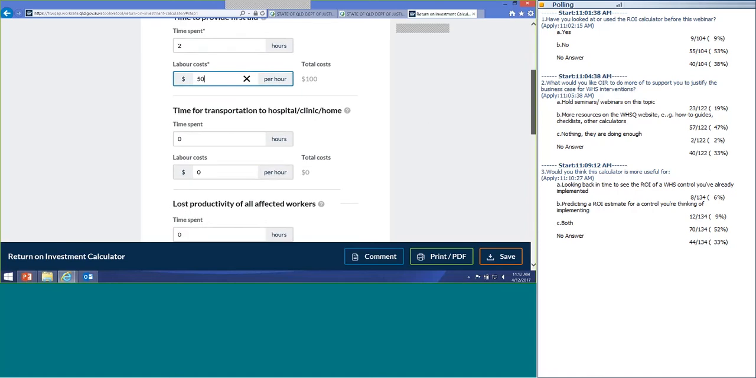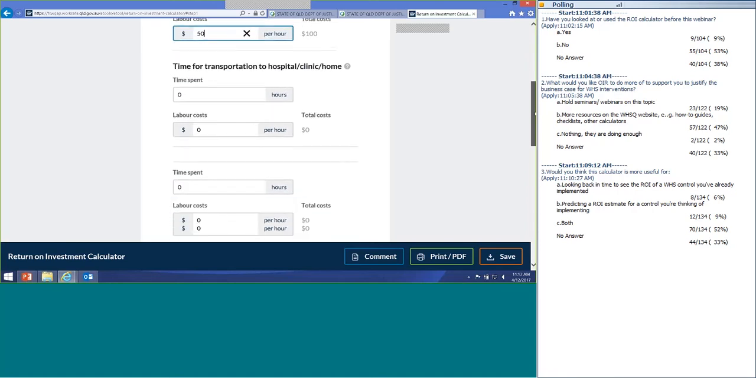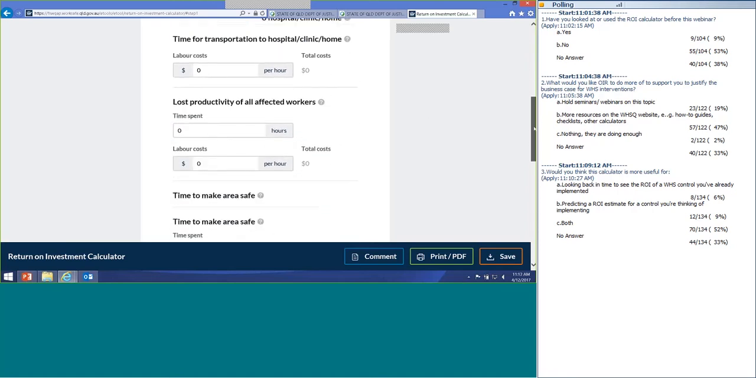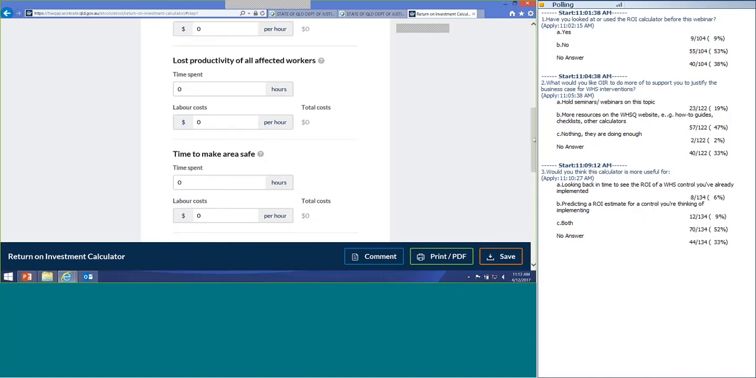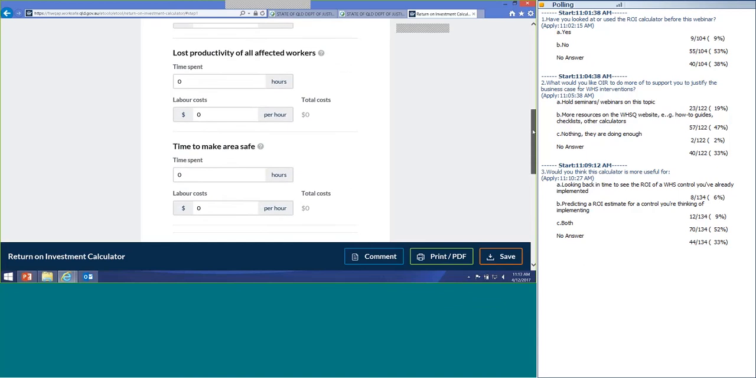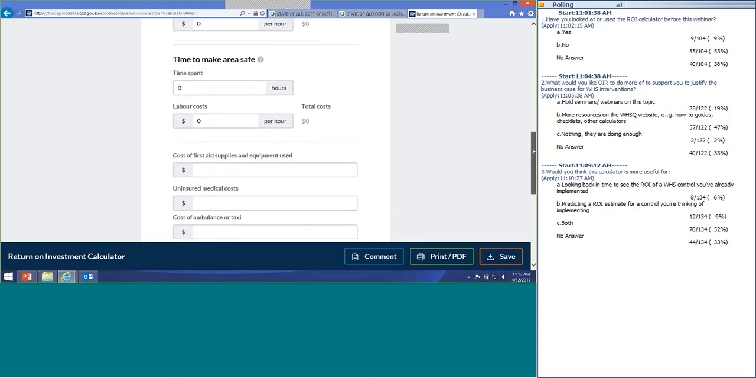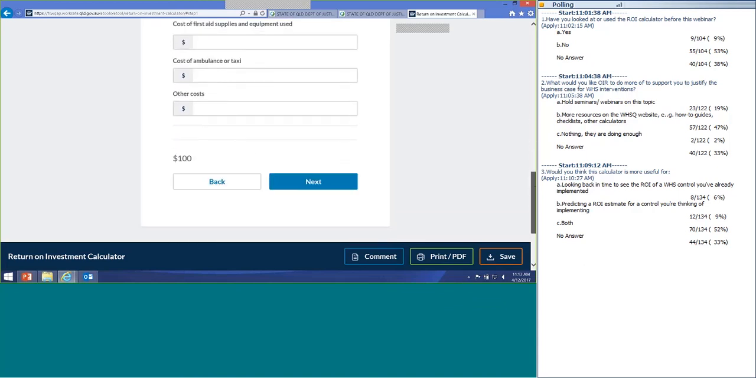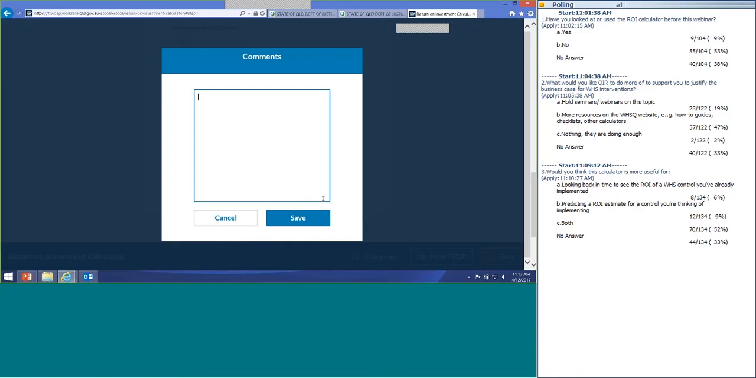And so it looks at transporting to the hospital or physiotherapist, any downtime by affected workers at the time of the incident or the injury, and time to make areas safe, for example, some of the costs and so forth. And so the good thing about this is that you can put in some comments to provide yourself some notes about the machine regarding purchased on 3rd of the 12th, for example.